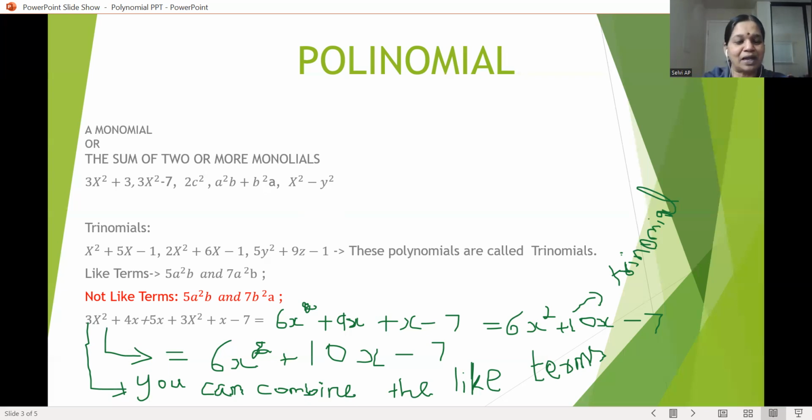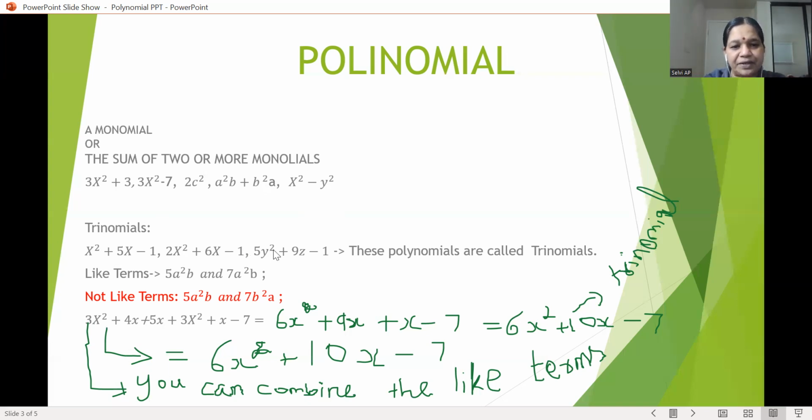Good. Very good. Now we'll move on to trinomial. In trinomials, you will see three terms are there. It means three monomials are there. x square plus 5x minus 1. So one exponent term, one x term, one constant value. See here, 2x square plus 6x minus 1. One square term is there, one x term and one constant value.